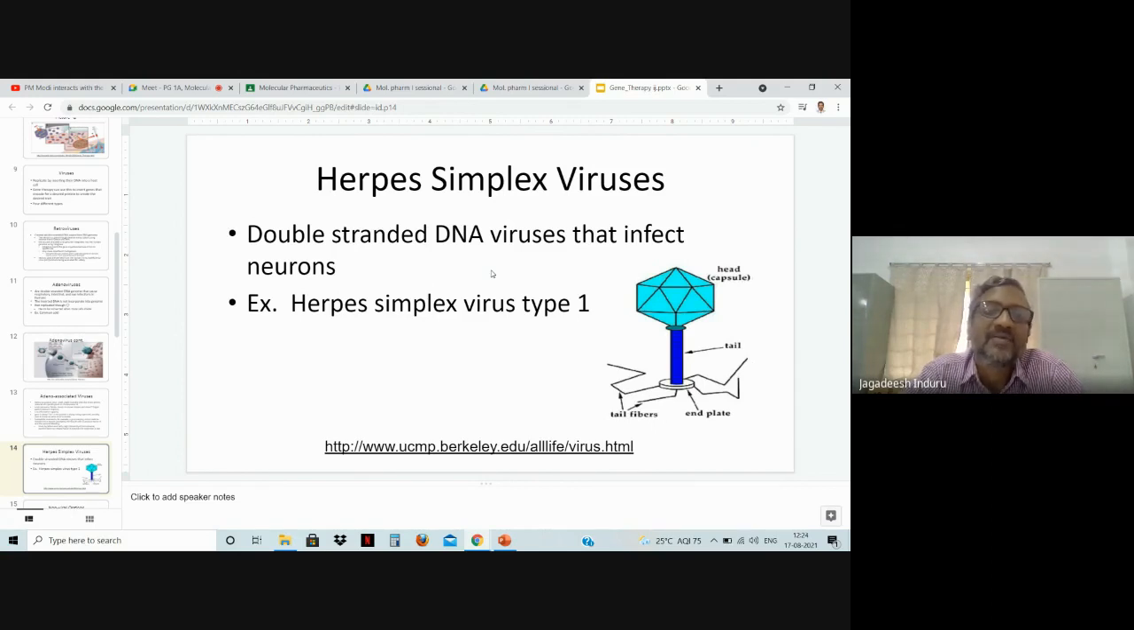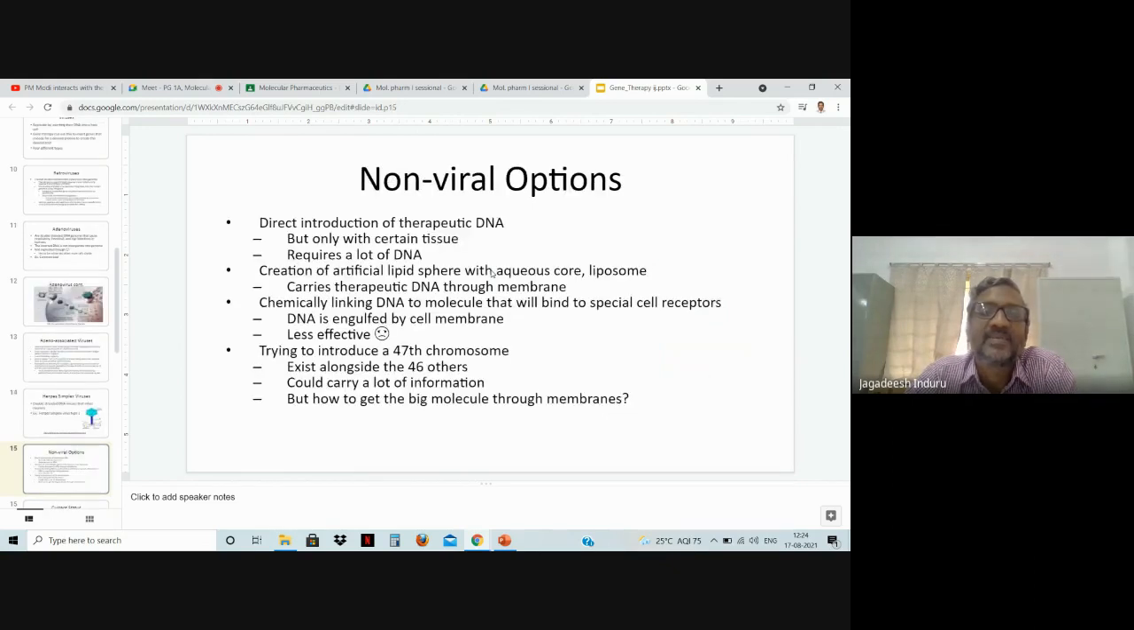And in the gene therapy, which part do we want to modify? Entire genome, retrovirus is better. Only nerve cells, herpes simplex is better. If you want to use it only for respiratory tract infections and respiratory tract modifications, adenovirus is better. So this is how we choose these vectors and use them for the treatment of diseases by gene therapy.